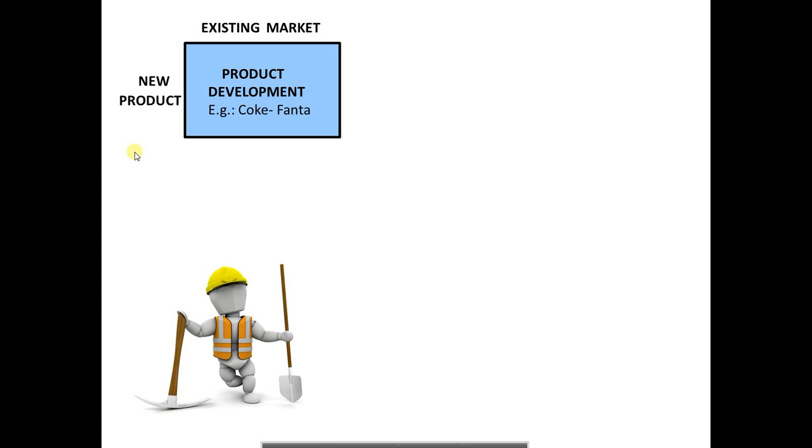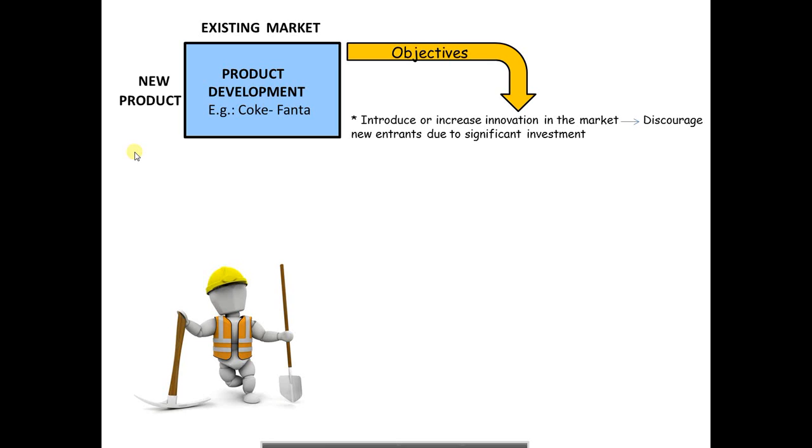Moving on to the next quadrant, product development. It's being in your existing market but introducing a new product to your existing market. One objective of the business by doing this is to increase the level of innovation in the market. What this will do, you're introducing a new product to the market, increasing innovation in the market, and new entrants will be discouraged due to the significant investment involved with innovation, and then you can grow.